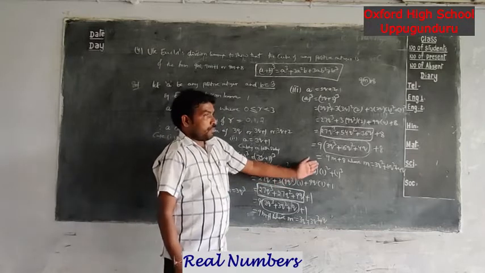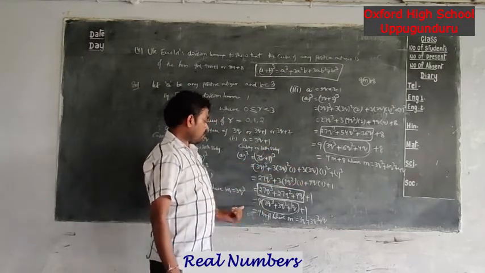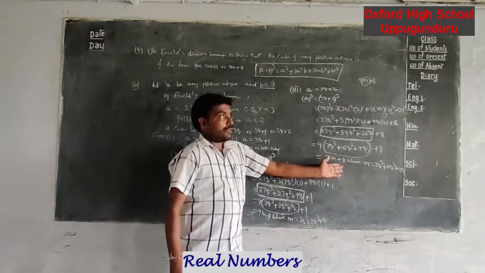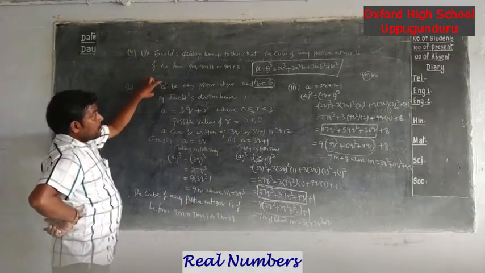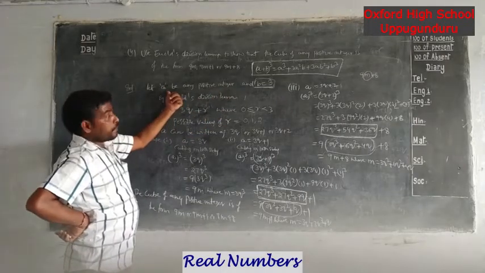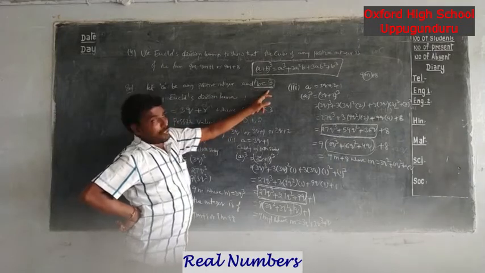So in this way you have to prove the cube of any positive integer is of the form either 9m or 9m plus 1 or 9m plus 8. Okay, once again I want to explain this one. Here that positive integer we are assuming as a, and the divisor b we are considering 3.